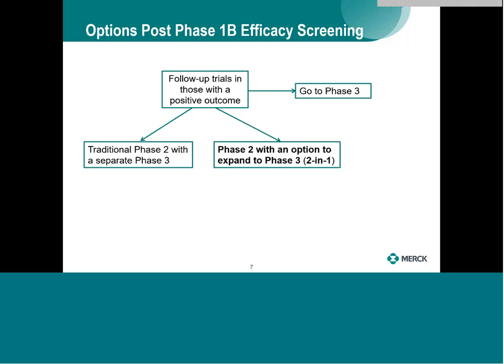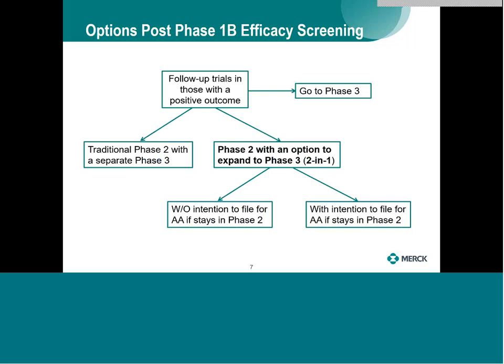But really, in the middle, there is something called the 2-in-1 design, which allows you to start the program as a phase 2, but you do have the option to expand to phase 3, and the phase 2 data that you used for making such a decision will also be included in phase 3. And under this 2-in-1 design, you can have 2 more sub-options for the phase 2 part, depending on whether phase 2 can be used for potential accelerated approval filing or not.